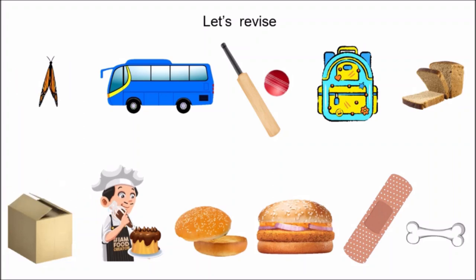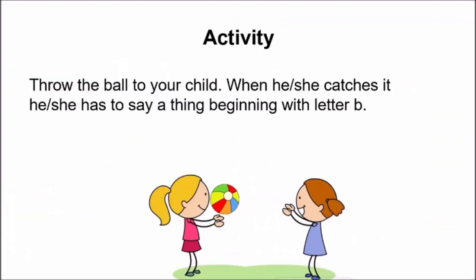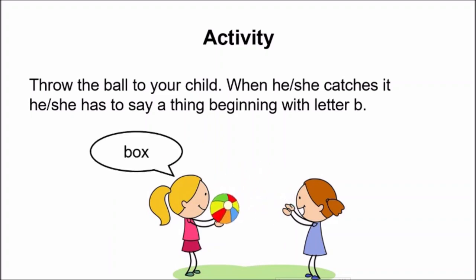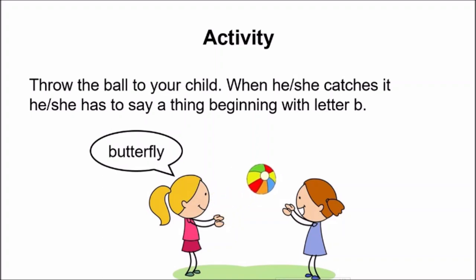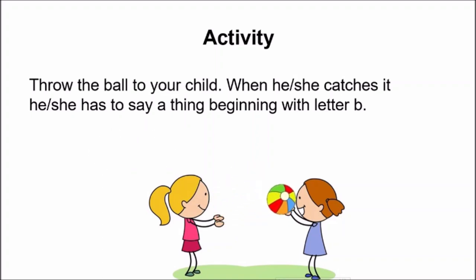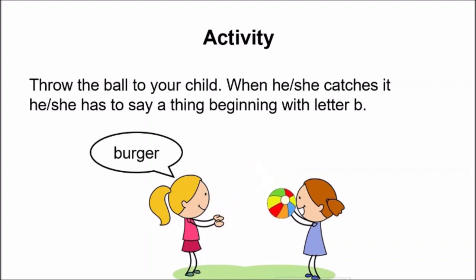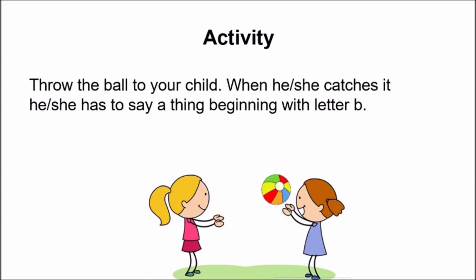Now time for an activity. Throw the ball to your child. When he or she catches it, he or she has to say a thing beginning with letter B. Like this. Butterfly, bus, box, burger. Let us see how many words with letter B you can say, my dear children.